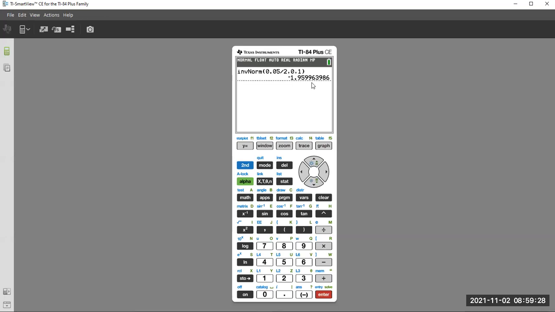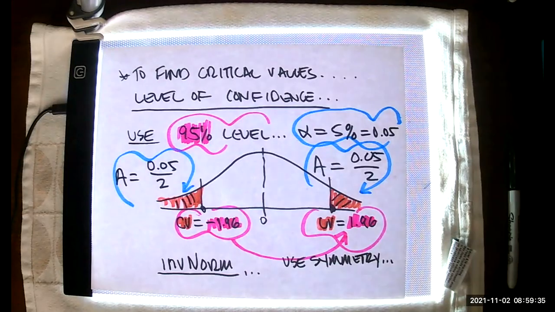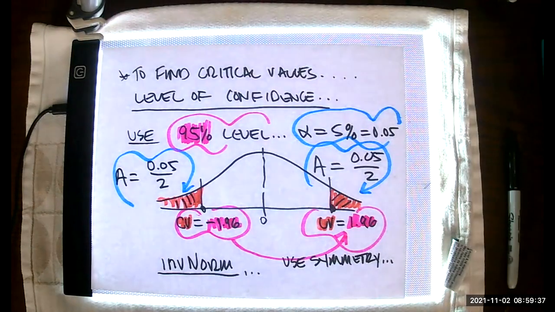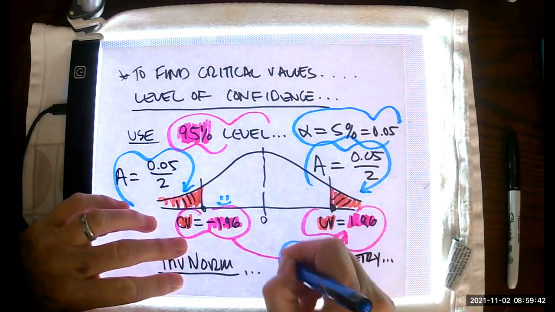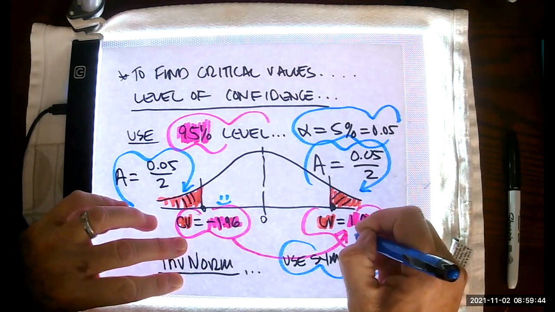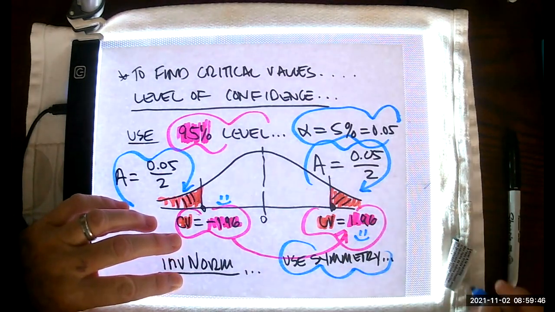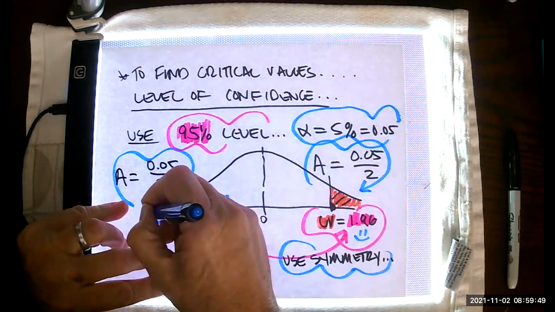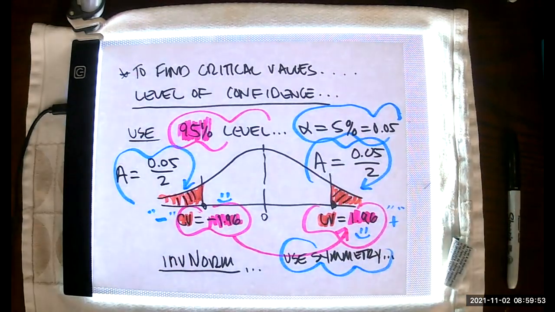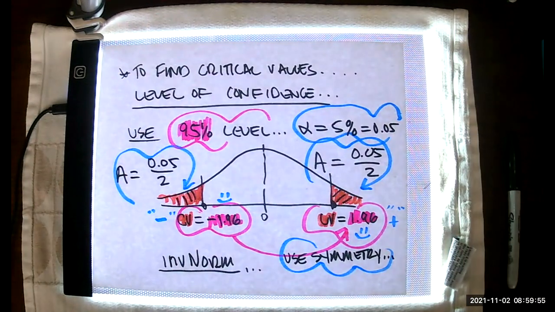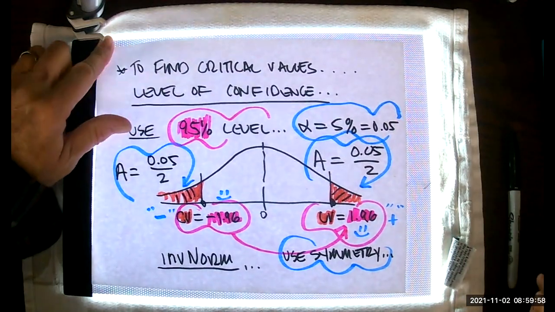Now, I do not need to do a second calculation if I've been paying attention to the symmetry of my graph. In other words, once I know this critical value over here, symmetry lets me get this critical value over here. I just have to remember the one over here is negative, and the one over here is positive. So it's very easy to use symmetry to take care of a lot of that. All right, so I've got my critical value.